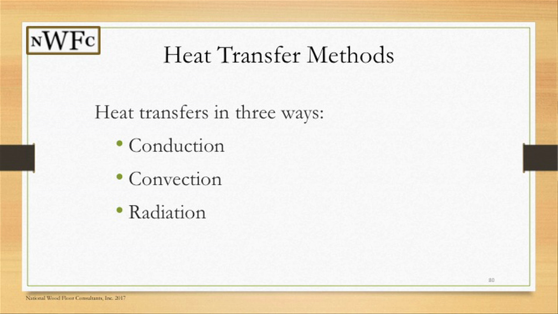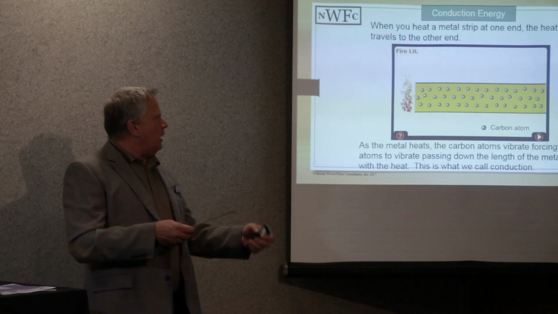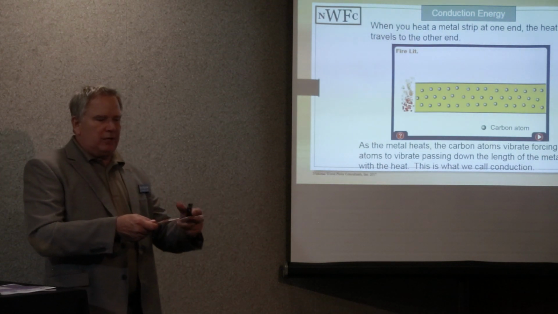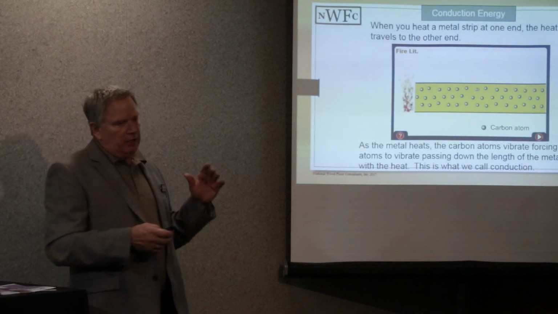So let's get into heat transfer methods. We're going to show the first one. When you look at the metal strip, you can see the heat waves and how it's transferring the heat on down the shaft. If I took a torch and heated a steel rod, that's what it's mimicking. All that heat is going to move the atoms on down the shaft until you finally burn your hand. That's conduction energy.